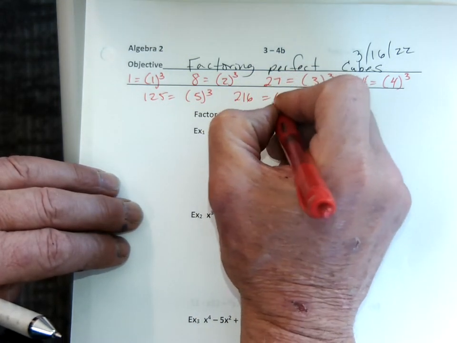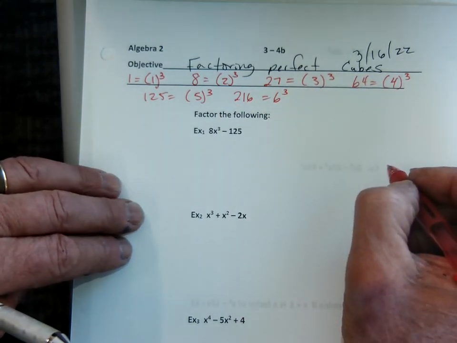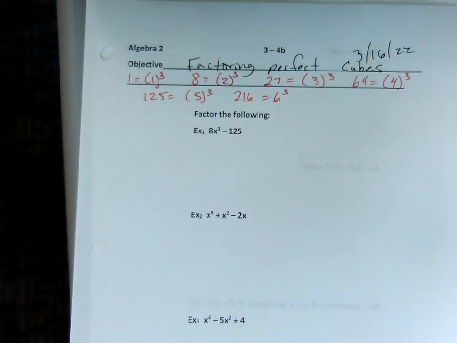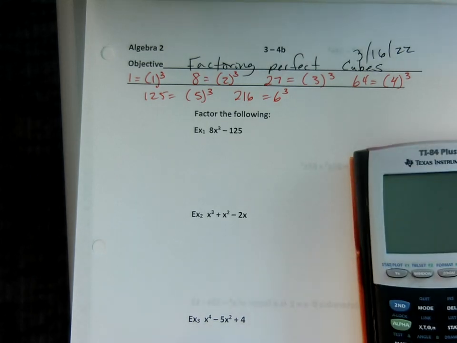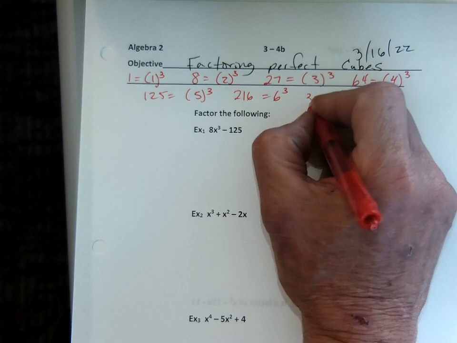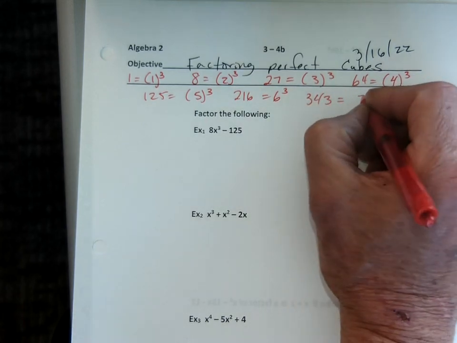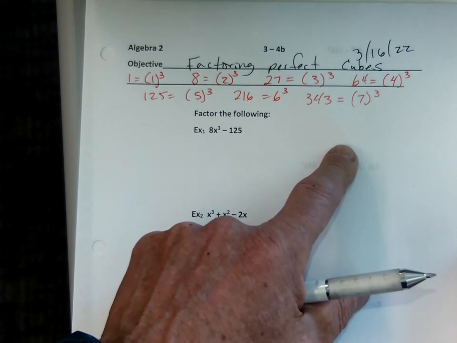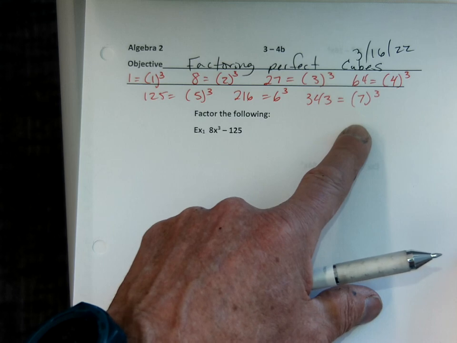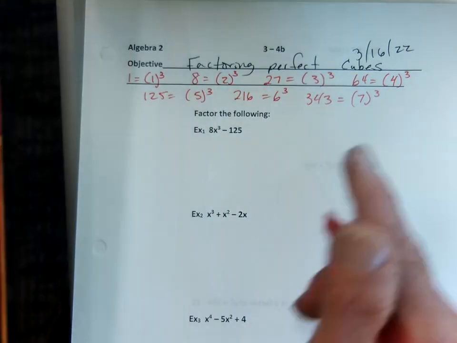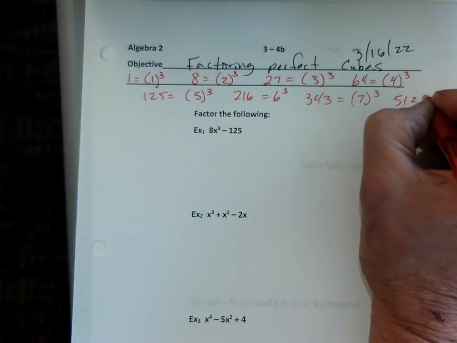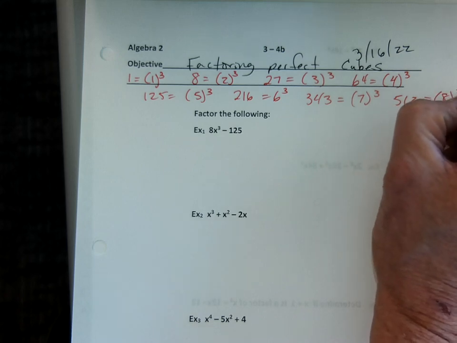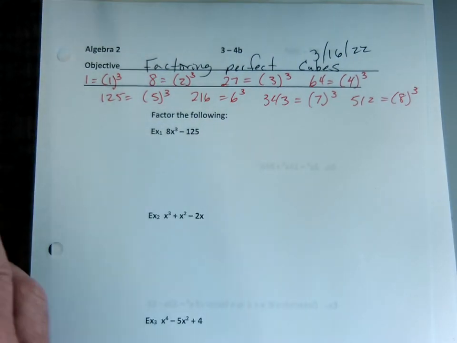216 is 6 cubed. I think 7 cubed is 343. Yes, 343 is 7 cubed. Then 512, okay, hold on, 512 is 8 cubed. Anything beyond that, we're just going to need a calculator to figure it out.